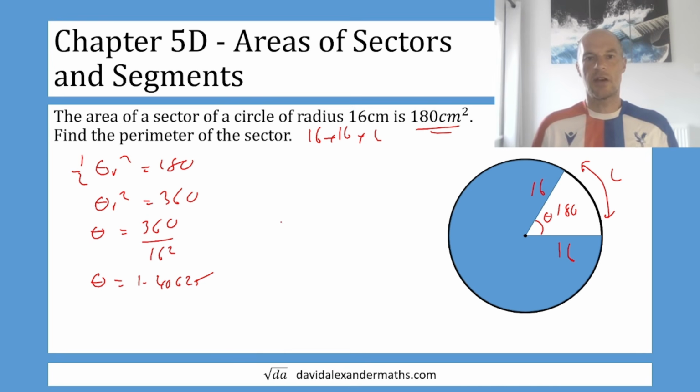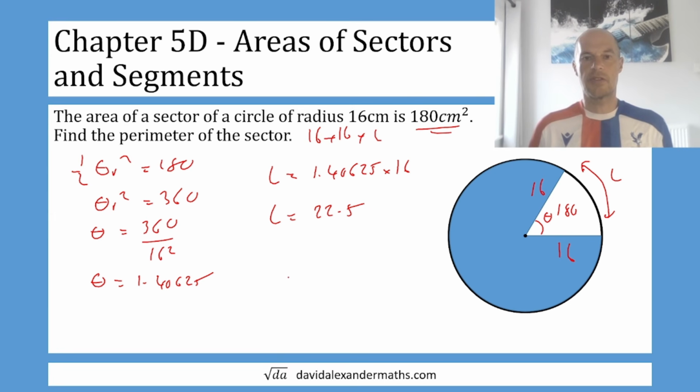So theta is 360 divided by 256, which is 1.40625. Okay, so the arc length is going to be 1.40625 multiplied by 16. So the arc length is 22.5. Therefore the perimeter is going to be 16 plus 16 plus the 22.5, and that is 54.5 centimetres. And we are done there.